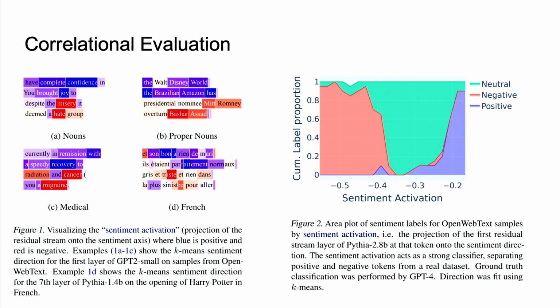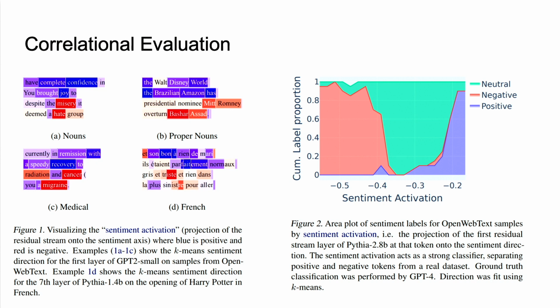So blue corresponds to one side of this axis, and red corresponds to the other side of the axis. And indeed, what we find is that the words that light up blue look like very positive, sentiment-y words that we would expect. And similarly, red ends up being very negative. So you can see those in A, B, and C there. That's done using GPT-2 small.